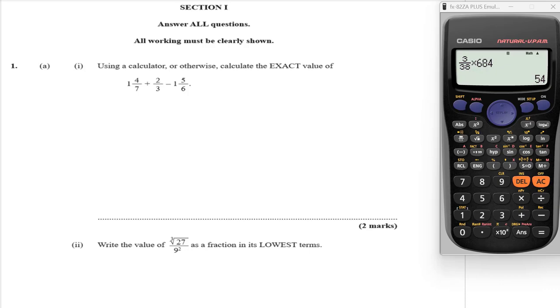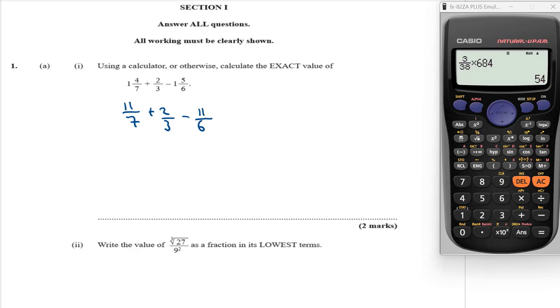Right. So let's convert the mixed fractions into improper fractions. So 1 times 7 is 7 plus 4, that is 11 over 7. Then we have plus 2 over 3 minus 1 times 6 is 6, 6 plus 5, that is 11 over 6. Right? So now we can go ahead and put this in our calculators.